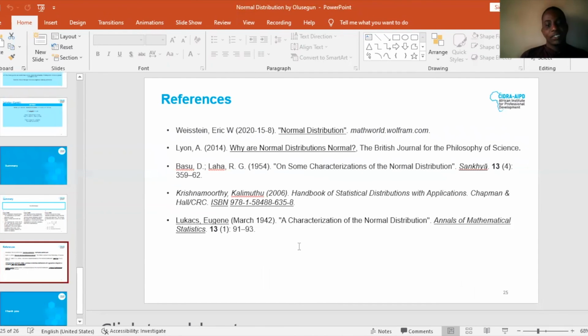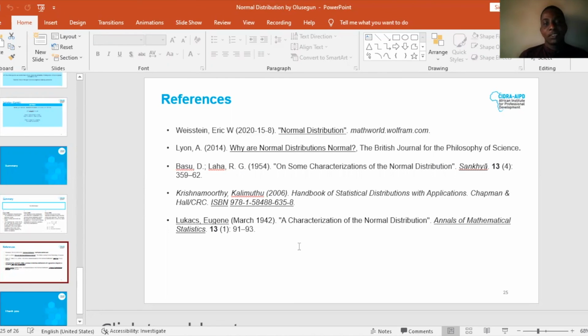Now, the additional references to get a better and deeper understanding of normal distribution. Here on mathworld.wolfram.com, Eric Weisstein developed material on normal distribution. There we can find mathworld.wolfram.com. And then Leon in 2014 published Why Are Normal Distributions Normal? in the British Journal for the Philosophy of Science.